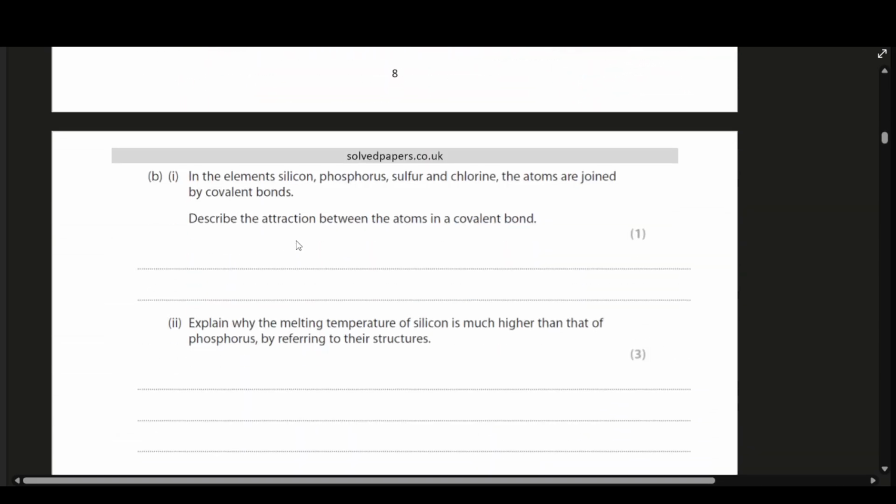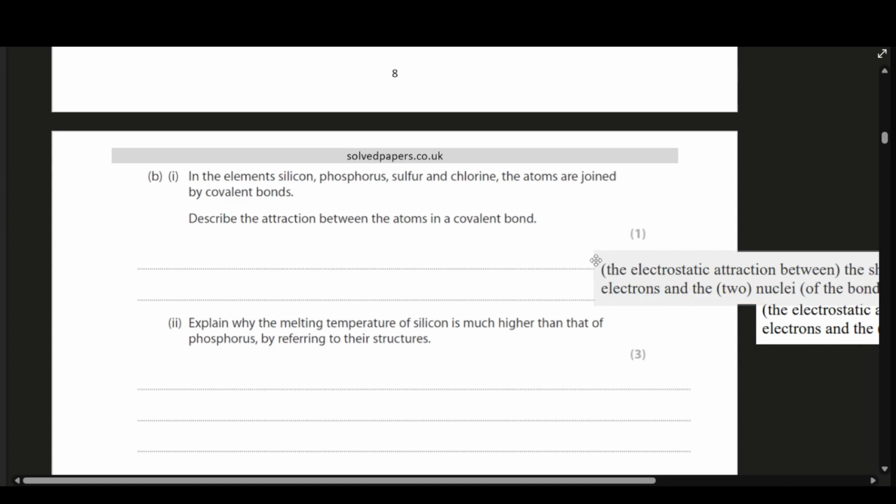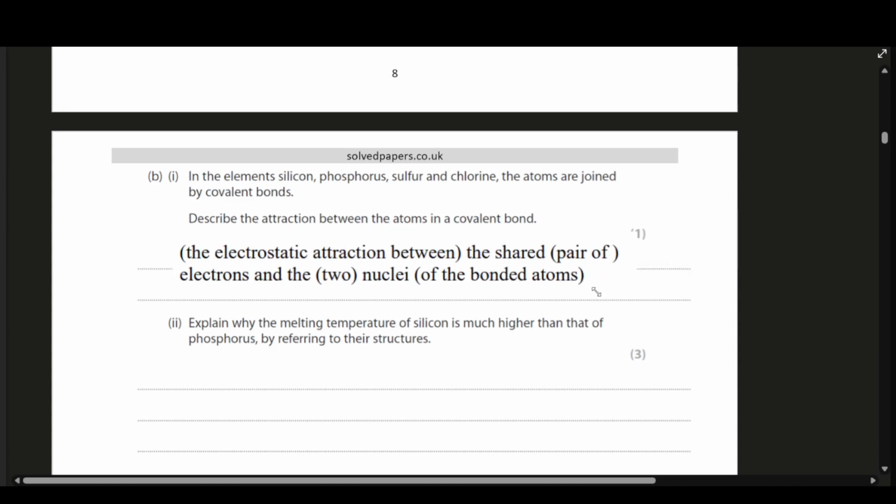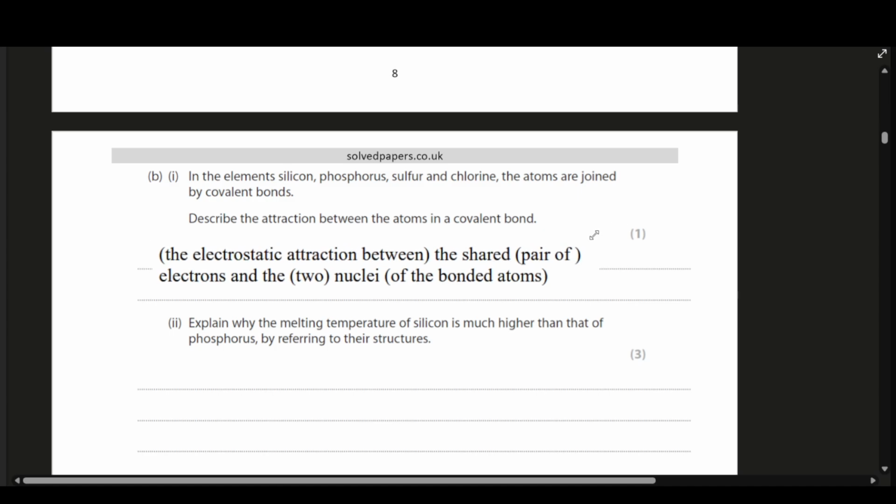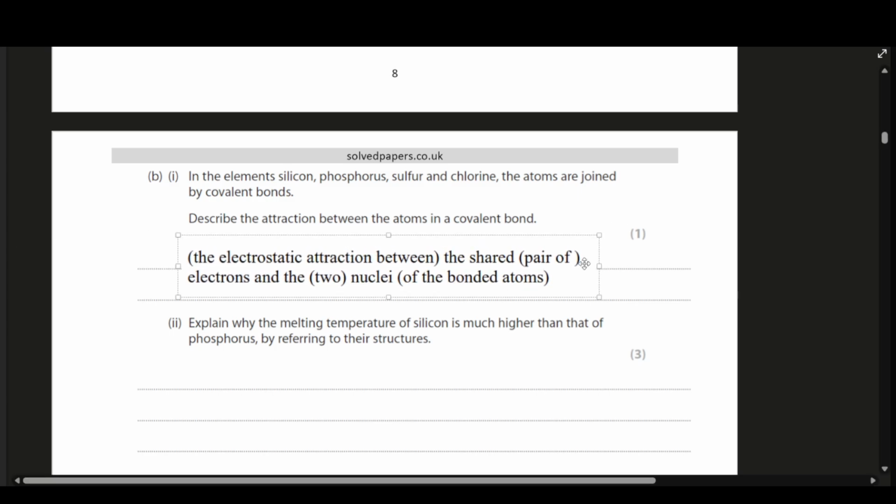All right. In the elements silicon, phosphorus, sulfur, and chlorine, the atoms are joined by covalent bonds. Describe the attraction between the atoms in a covalent bond. They basically, in other words, told you to write the definition of a covalent bond, and this is the definition. It's taken from the mark scheme. They specifically wanted you to write this answer, and this is the official way of writing the covalent bond definition according to the mark scheme. So please write this down.